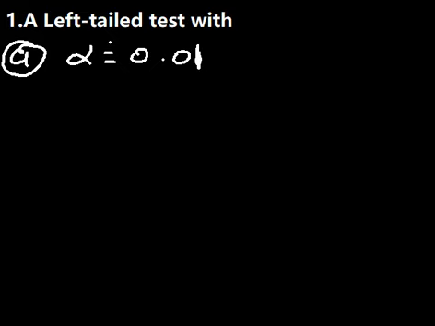So let us see, we have to calculate the critical value given the level of significance, let's say 0.01, and that is for the left-tail test. Now just make sure that you have a normal table before you, because that's what I'm going to use in this lesson.